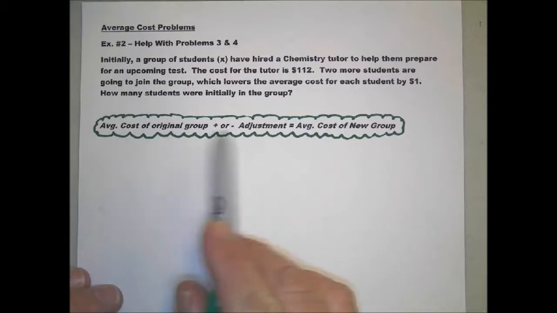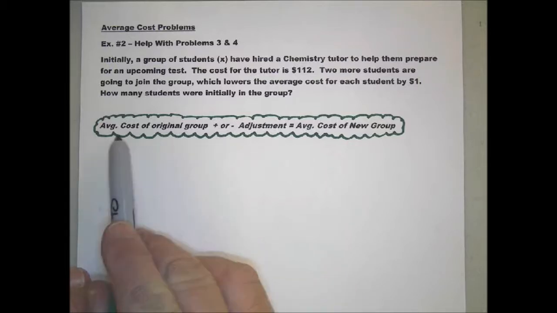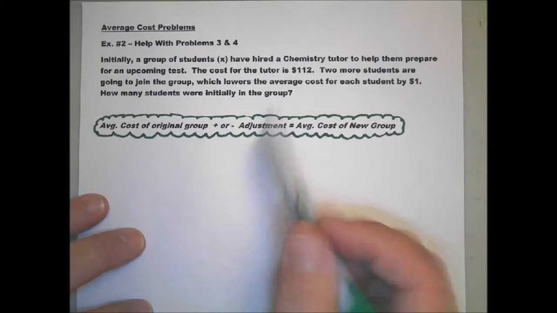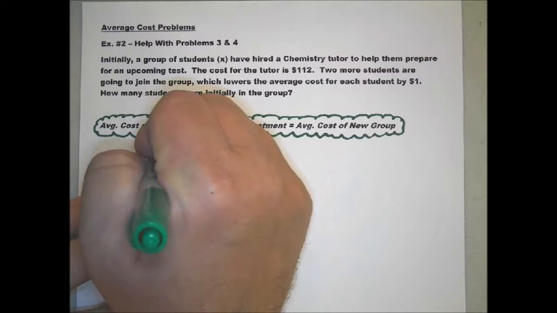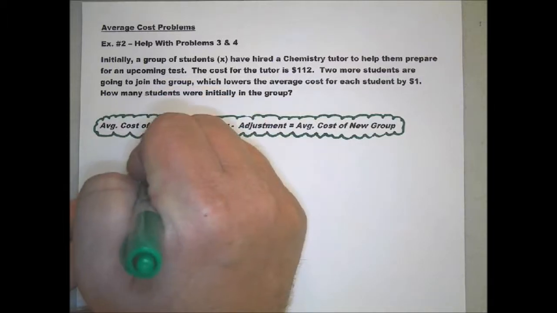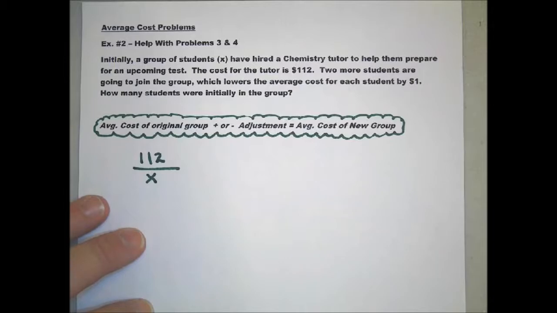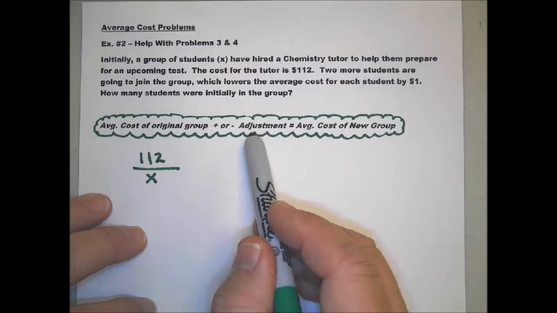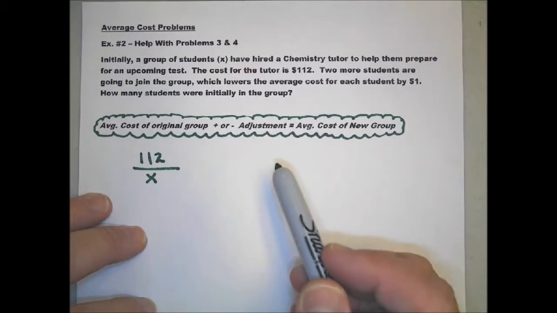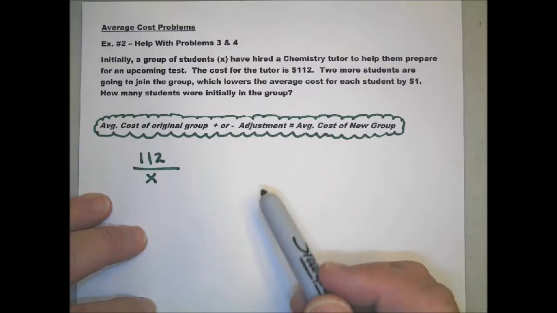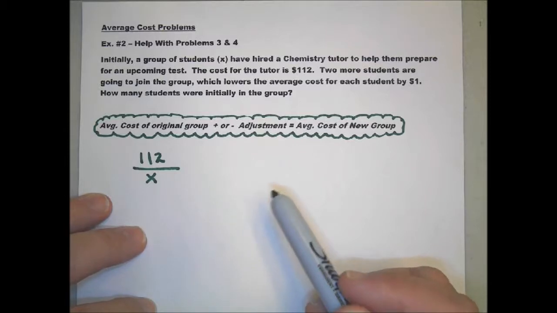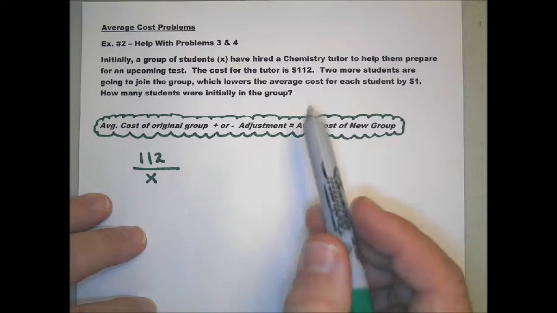Now, here's the key to the entire problem. In words, we're going to start off with the average cost per student of the original group. Well, in this problem, it would be the cost of $112 divided by the number of students, which is unknown. But then something happens. There's an adjustment of some kind. It turns out 2 more students join the group, which brings the cost per person down. Now, if two people had left the group, then that would mean the average cost would go up. But let's go back to the problem.